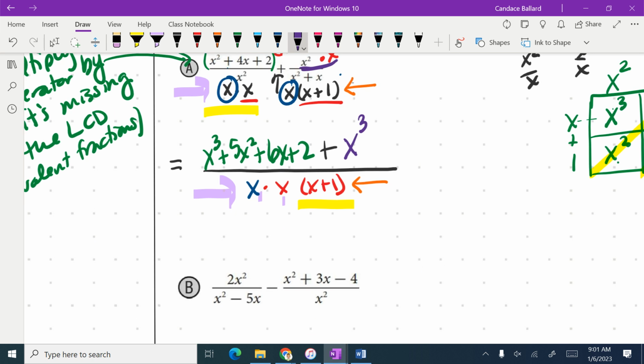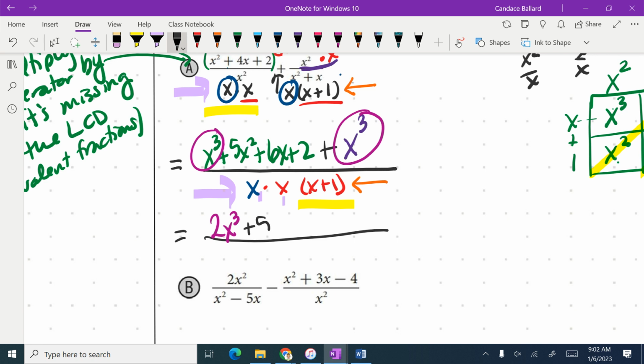Now I'm just going to combine like terms in my numerator. So what is the only thing that has like terms? X cubed, right? This is the only one that has the same thing. So 1x cubed plus 1x cubed is what? Good, 2x cubed. Everything else is just going to get written the way it was before because there's nobody who's a like term.